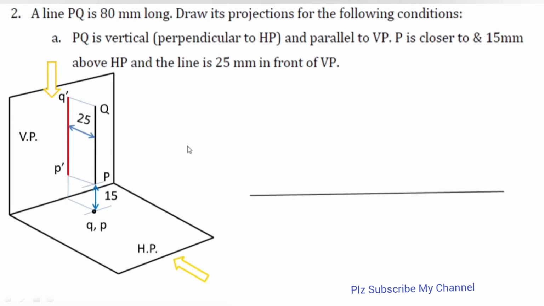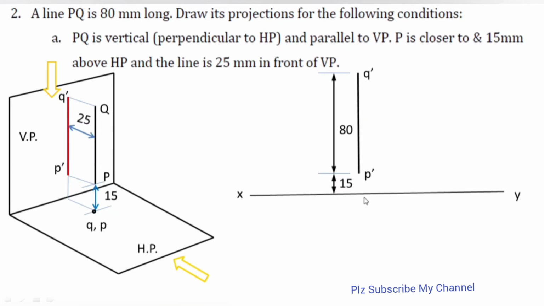So initially we need to draw a reference line XY in this way, and 15 mm above HP distance initially I need to take, because I need to draw the front view first. So 15 mm above the HP, or you can say above the reference line XY, I need to draw an 80 mm line. Okay, and the lower one end is known as my P dash, and the topmost end is our Q dash, and length of this line is 80 mm, right?